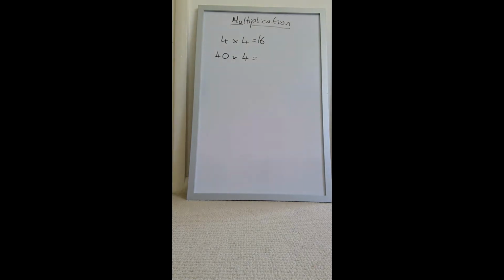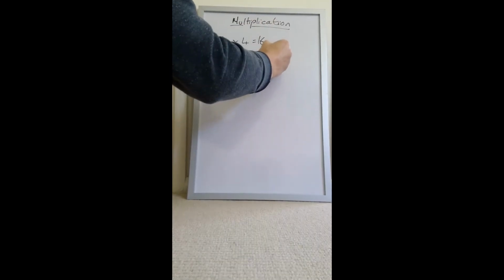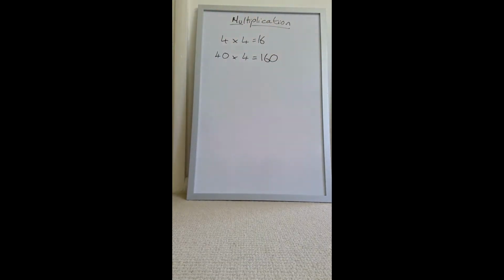We discovered that because we now know that the place value shifts, when we're multiplying by a multiple of 10, and we can see here that 40 is 10 times larger than 4, we will end up with an answer that is also 10 times larger. So in this case, the answer was 160.